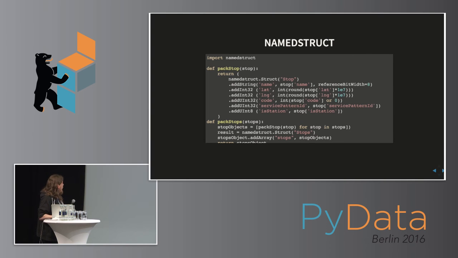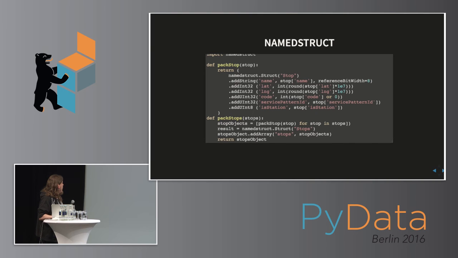So now I have this little struct created, and then for every stop, I can just create an array of these things and create another struct that is all of the stops. So it's similar to Cap and Proto, but I don't have a separate schema. The schema is implied by the code because I put values and I put types at the same time.